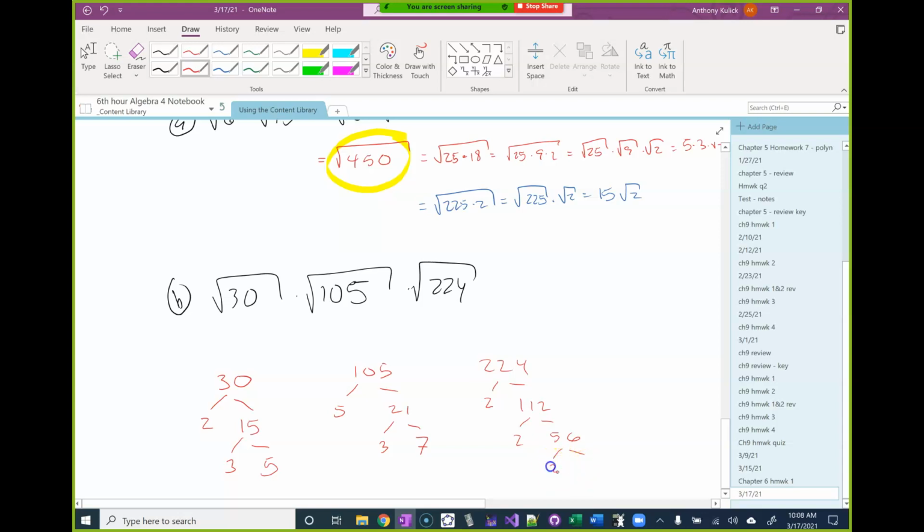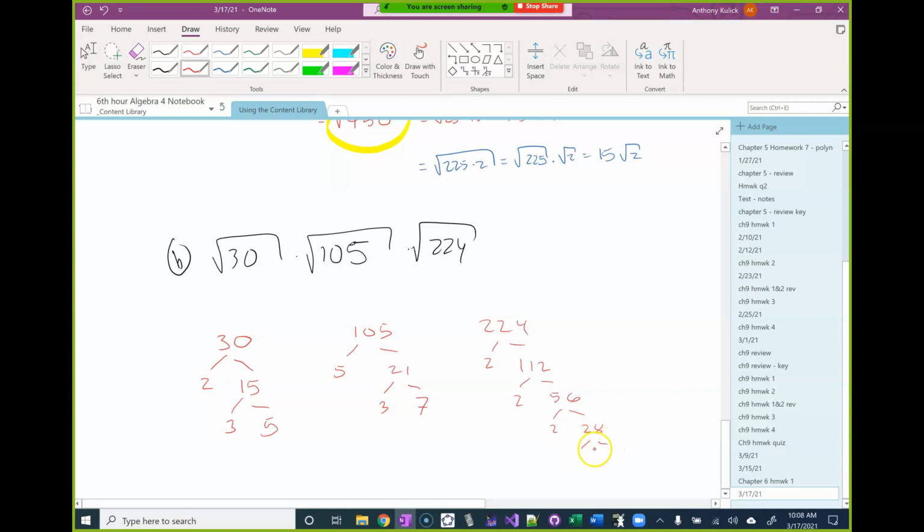So let's shortcut our work here a little bit since we've gone and done this prime factorization. So I have 2 times 2, that's a 4. I have 2 and 2, that's another 4. And I have 2 and 2, that's another 4. Everybody okay with that?